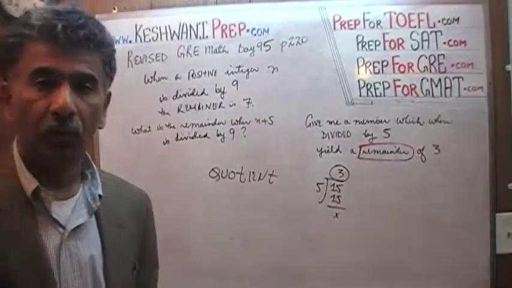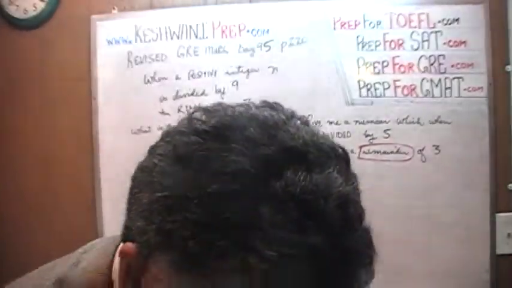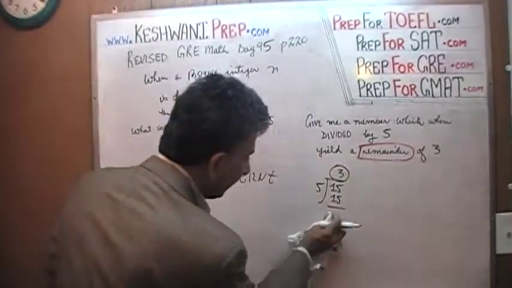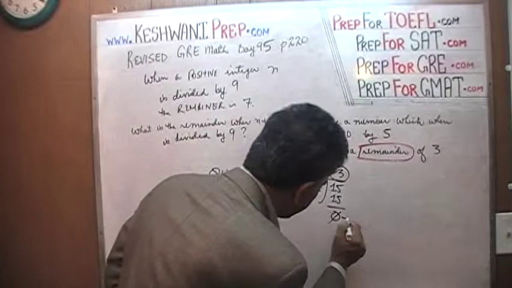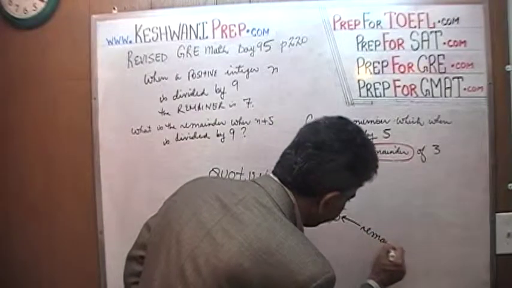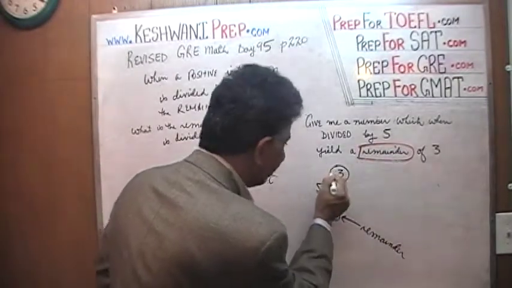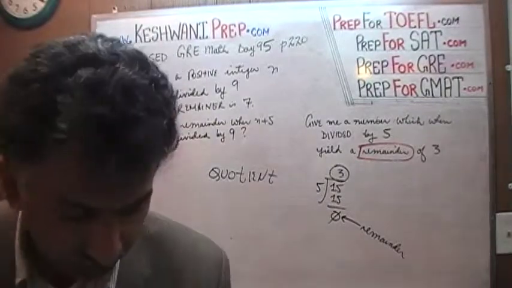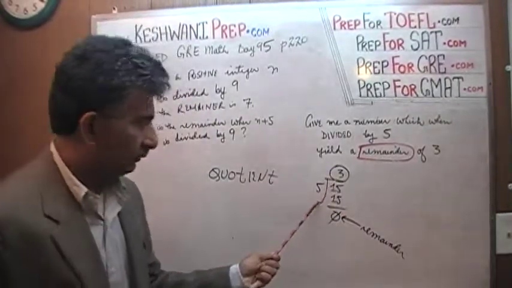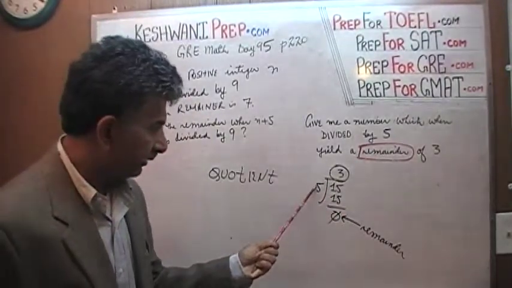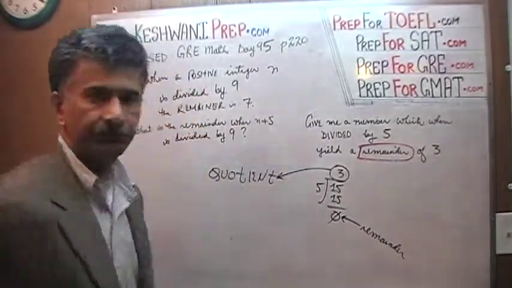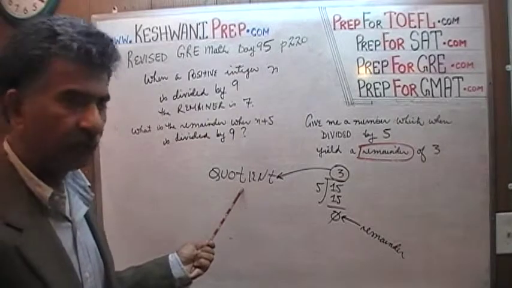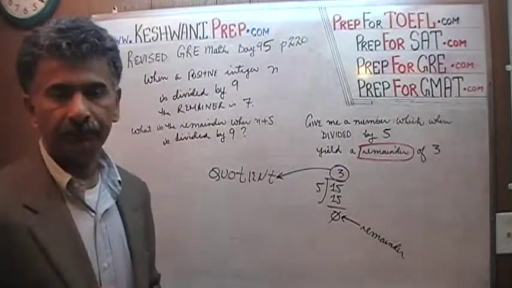Remainder is so called because it is what remains at the end. What remains at the end here is a big fat zero, and that is your remainder. This is not a remainder. This is the result that you get when you divide one number by the other number, and that result is called a quotient. Make sure you do not confuse the concept of quotient with the remainder.